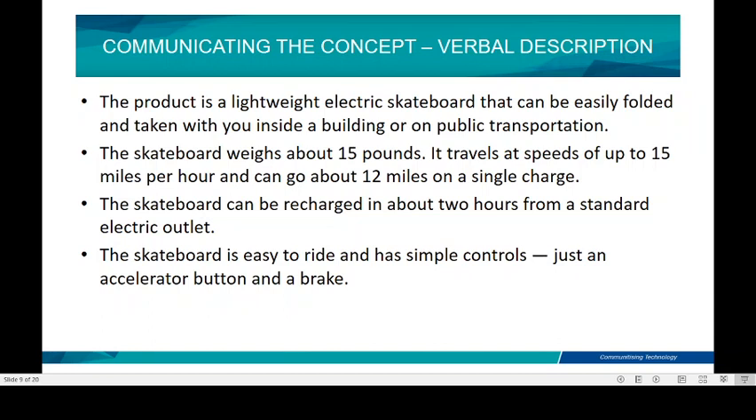And the weight of it, what does it weigh? 15 pounds. How can it travel? It speeds up to 15 miles per hour. And how can it be recharged? It can be recharged in about 2 hours from a standard electric outlet. And the benefit is it is easy to ride and has simple controls, just an accelerator button and a brake.